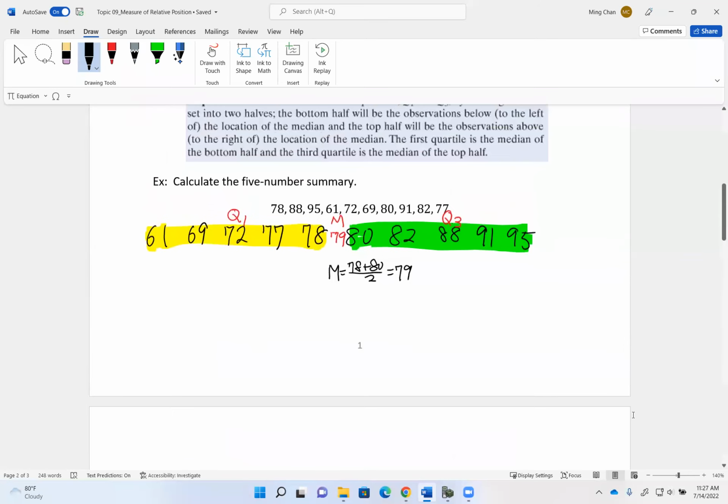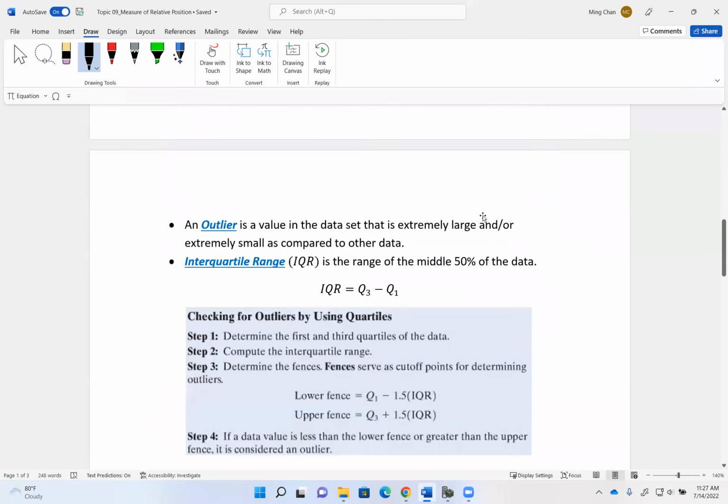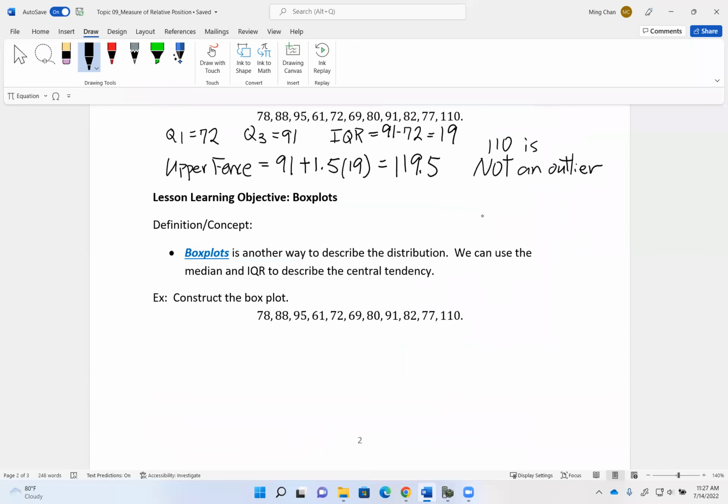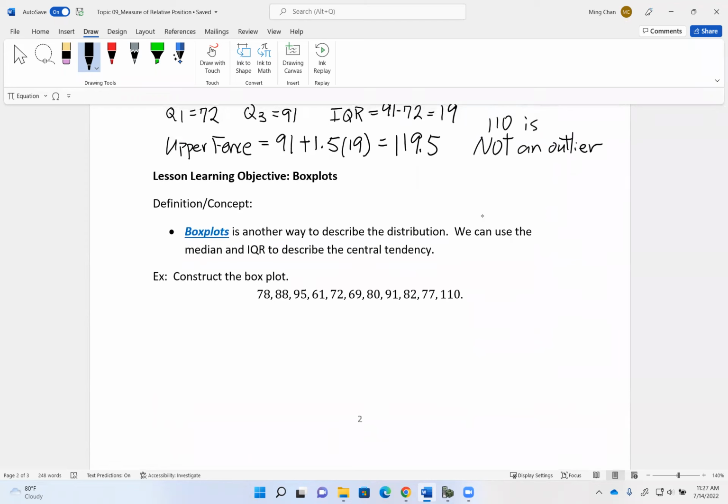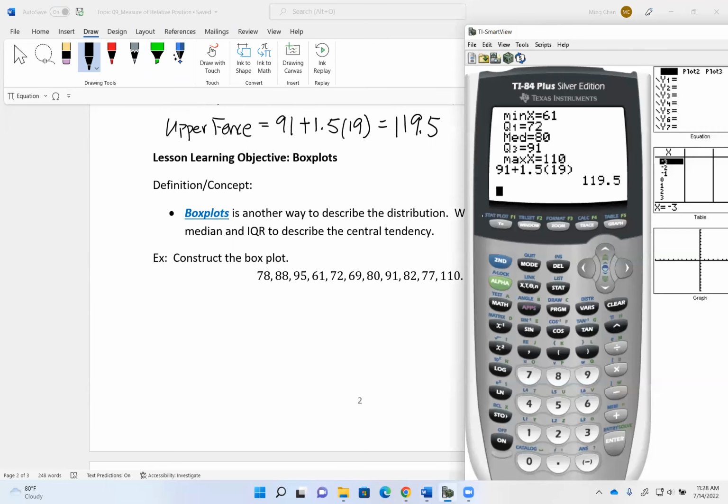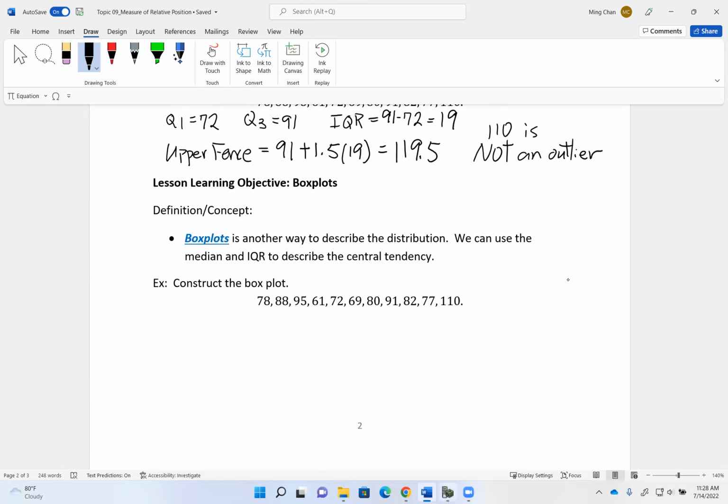What I was trying to do up here is draw this thing called the box and whisker plot, or box plot. A box plot is another way for us to describe the entire distribution of the data. We can use the median and the IQR to describe the central tendency, because central tendency is what lies in the middle. The mean should be somewhere within the interquartile range. With the numbers I already have on my calculator, I'm going to construct a box plot in the graphing calculator.